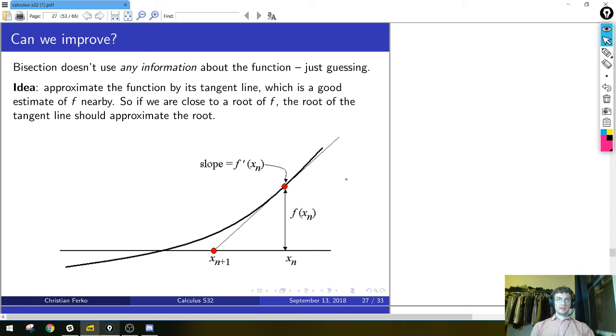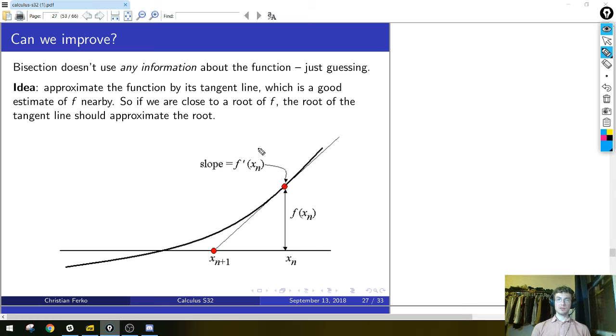Alright, now you might ask, this was a really stupid way of trying to find a root. It used no information whatsoever about the function. It just guessed halfway between the two places that you're looking at. So is there any way that we can use more information about the function to improve the performance? This is a very common theme in optimization or numerics: the more information about the problem at hand you can use, the better bounds or the better approximation you can get.